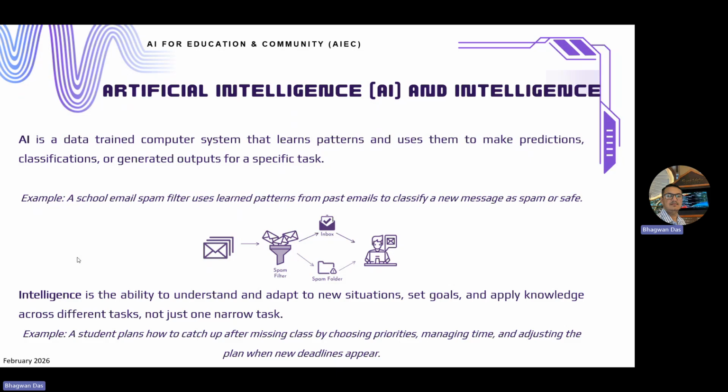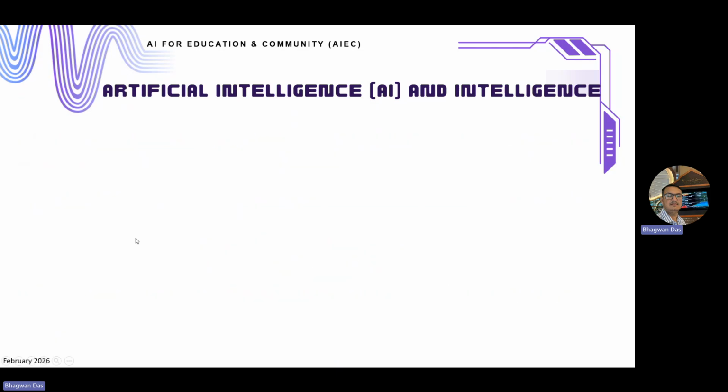So artificial intelligence learns from patterns to make predictions, classifications, and generate outcomes for a task. However, intelligence is the ability of a computer system to understand, to adapt based on new situations, and to apply knowledge across different tasks rather than being restricted to only one task. In the upcoming slides, we will talk more about intelligence, so don't worry about that.